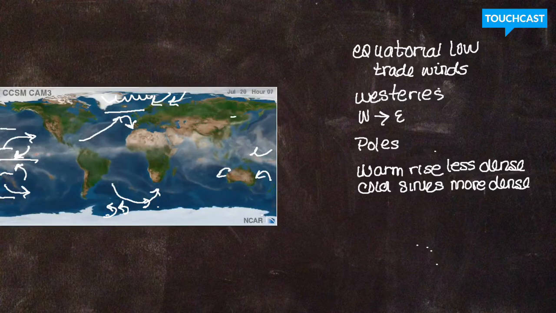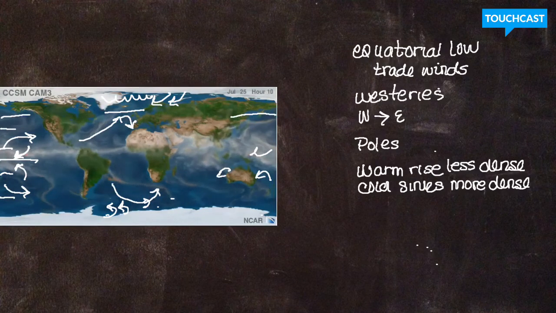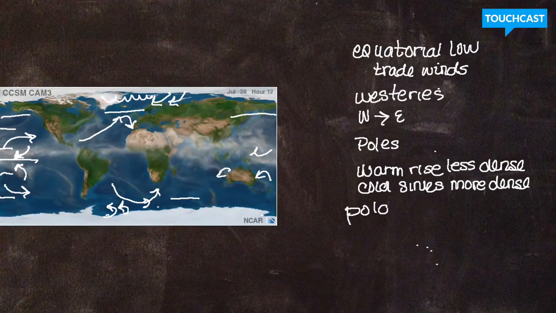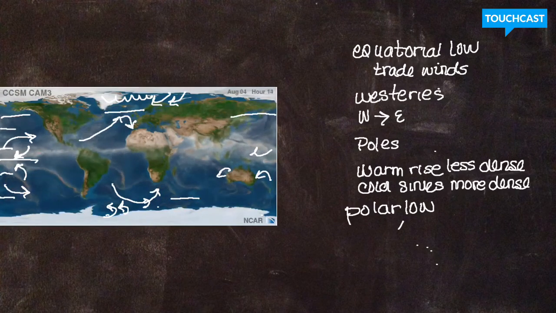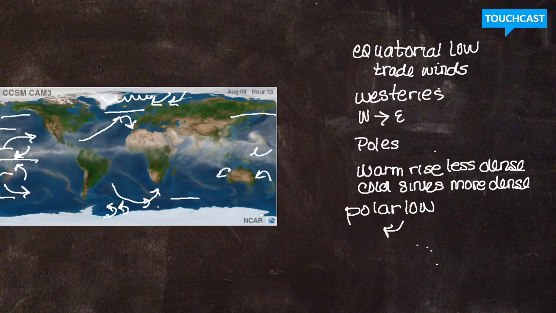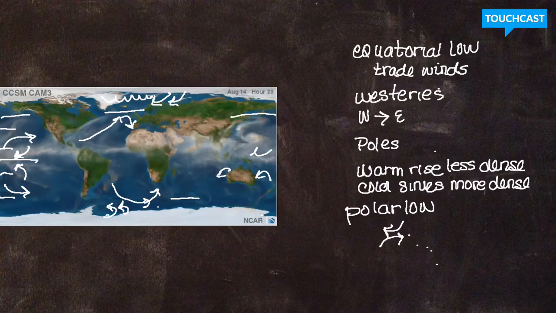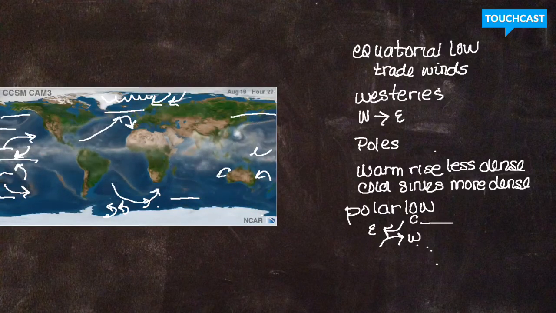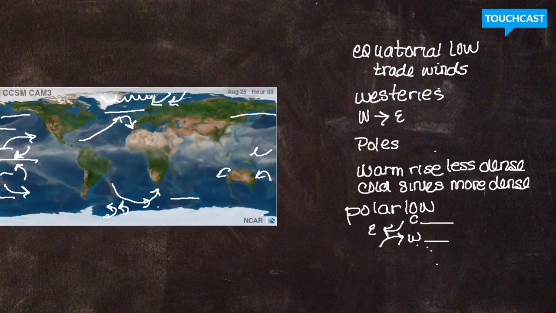So this line here, where there's really not much happening, that's called the polar low. And that's the space between where the polar easterlies are meeting the westerlies. So the cold air is blocking the warm air from going up any higher.